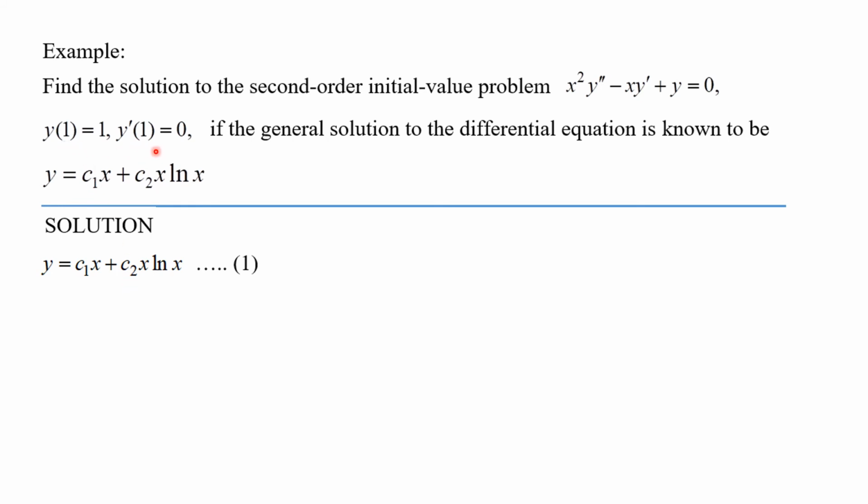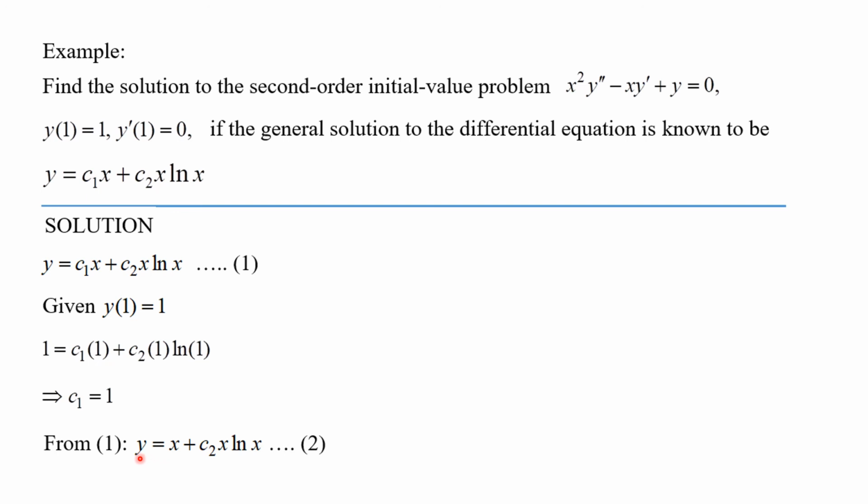The first step is to use the first initial condition given, y of 1 equals 1. It means that when x equals 1, y equals 1. So substitute x equals 1 and y equals 1 into equation number 1. We get the following: 1 equals c1 times 1 plus c2 times 1 ln 1. But ln 1 is definitely equal to 0, and therefore we get the value of the unknown c1, which is 1. The next step is to substitute c1 equals 1 into equation number 1.